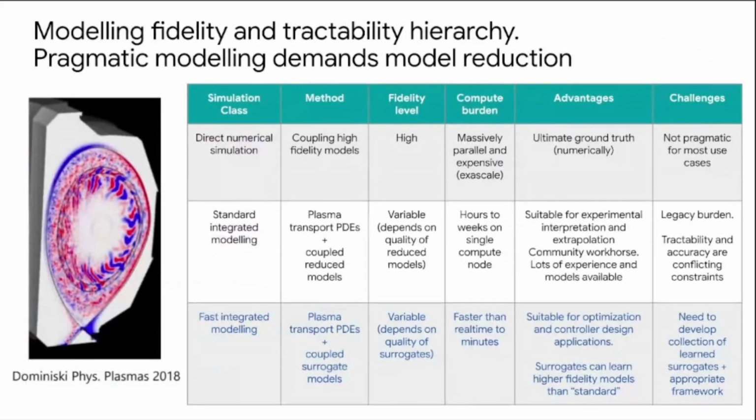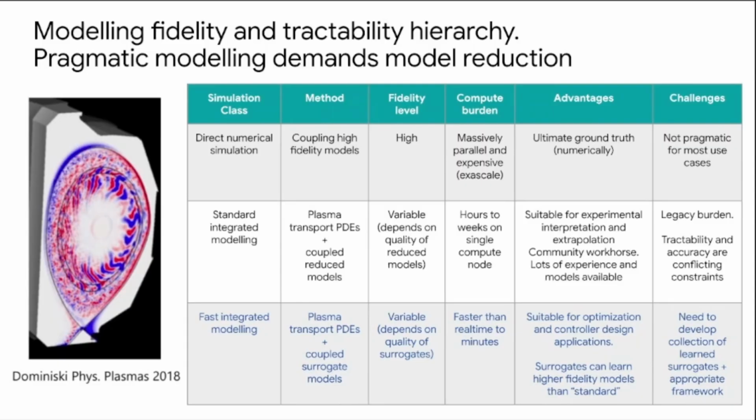So if we look at integrated modeling in general, we can see we have a modeling hierarchy. There's a whole swath of fascinating research on direct numerical simulation and high fidelity hero simulations, exascale computing, massively parallel and expensive. This is vital for the ultimate ground truth, at least numeric ground truth, if validated against experiment, but not pragmatic for most use cases.